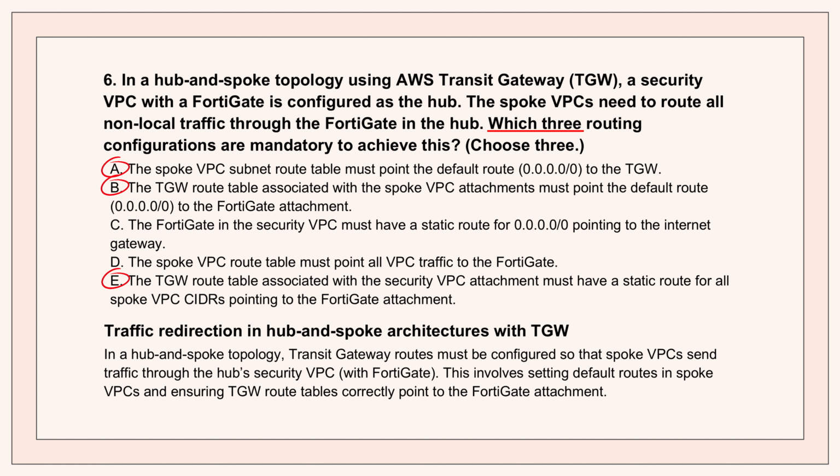So those 3 pieces together, spokes to TGW, TGW to FortiGate for default, and TGW knowing how to get back to spokes via FortiGate. They create that complete loop. It ensures all non-local traffic from every spoke VPC absolutely has to pass through the FortiGate for inspection. It guarantees your security appliance is always in the path.